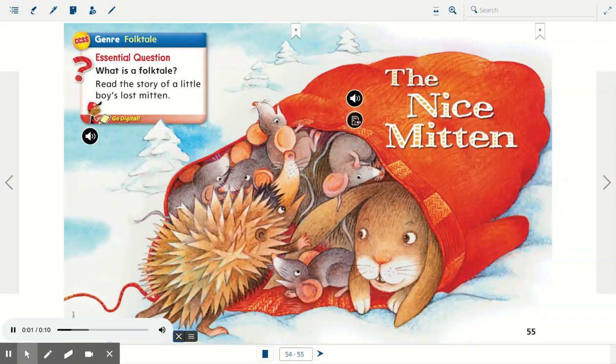Genre: folk tale. Essential question: what is a folk tale? Read the story of a little boy's lost mitten. The Nice Mitten.